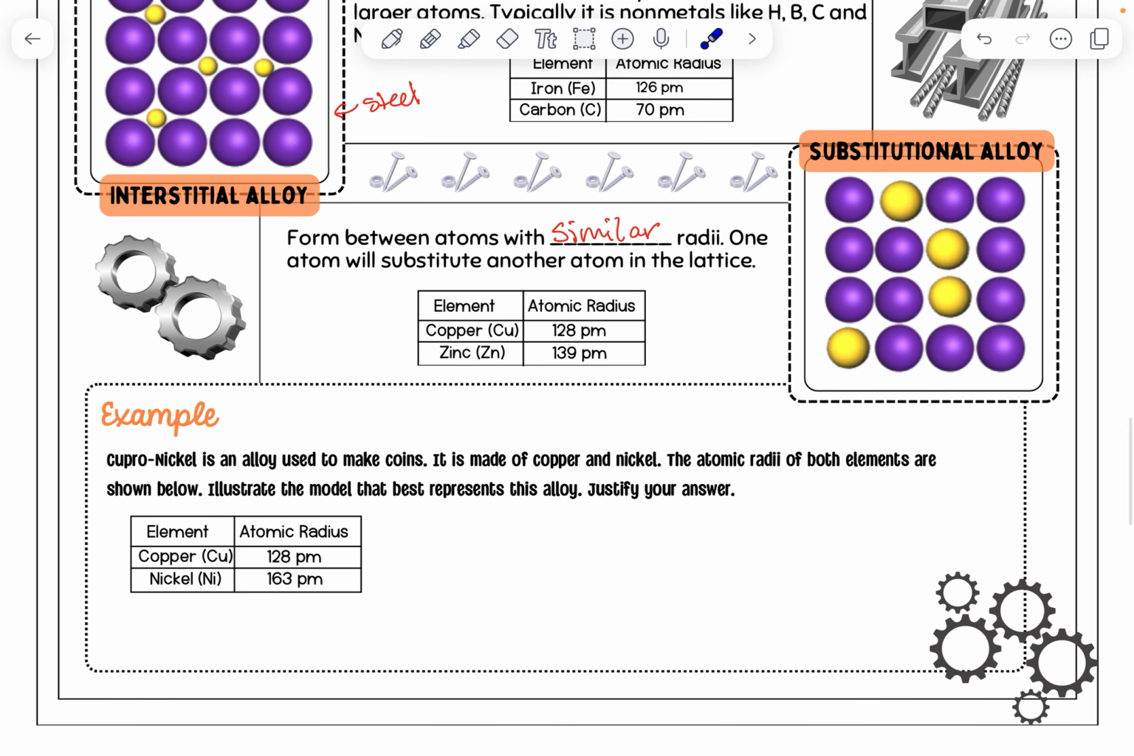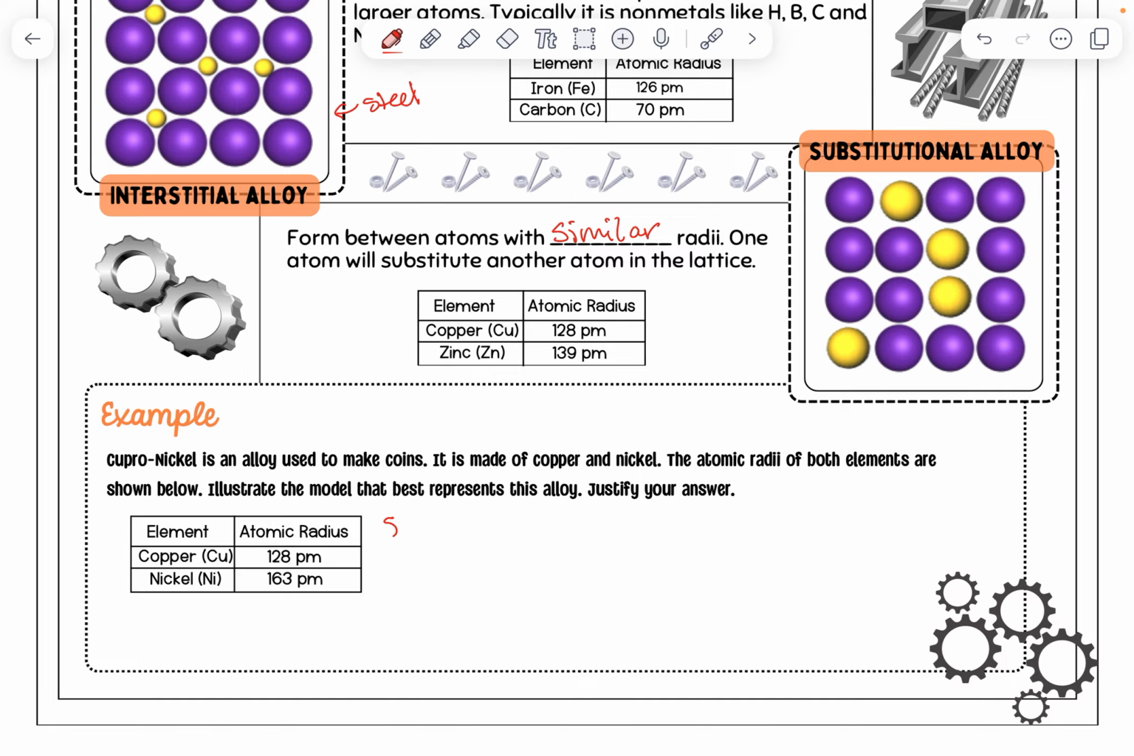So here's an example. Cupro-nickel is an alloy used to make coins. It is made of copper and nickel. The atomic radii of both elements are shown below. Illustrate the model that best represents this alloy and justify your answer. So what you're going to do is first, you're going to look at the elements and look at the radius. 128 and 163. And in atomic radii, there's about a 30-ish difference there. That's not super big. So I would say, and they're both metals too, you're looking for a big difference in size for an interstitial alloy.